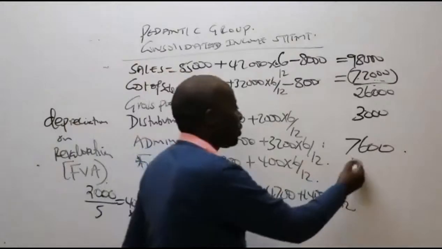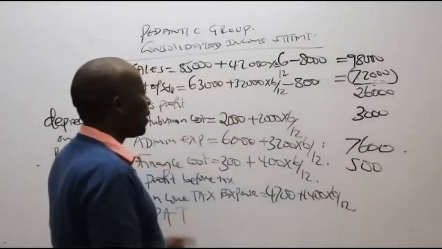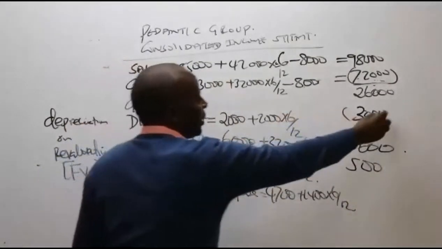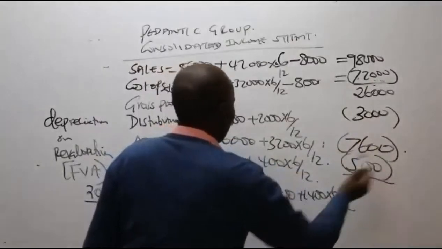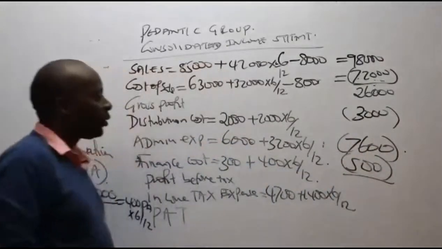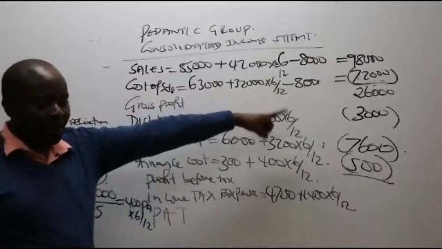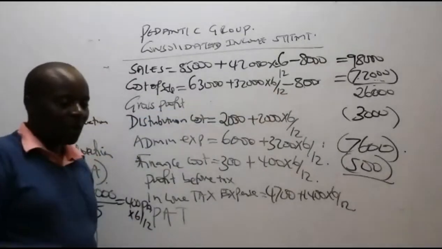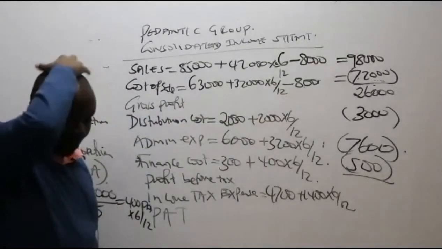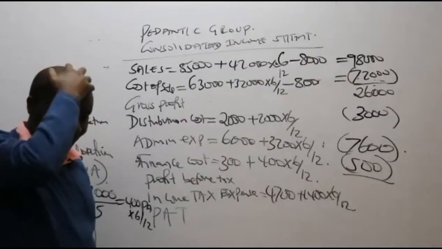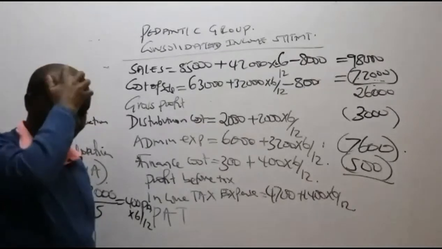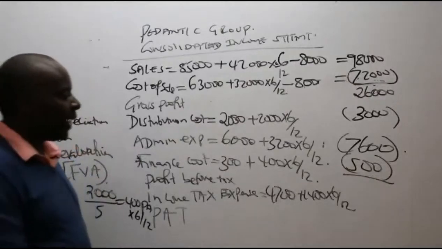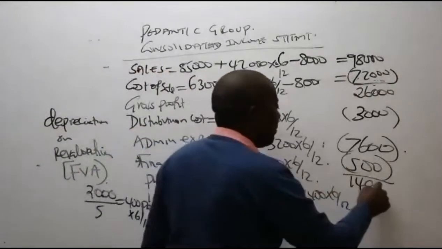Thank you very much. Ladies and gentlemen, when I subtract all this, you should be able to give us the profit before taxation. So 26,000 minus all that gives 14,900.